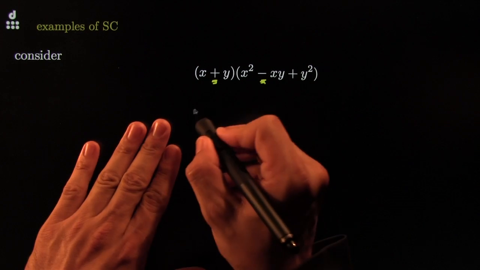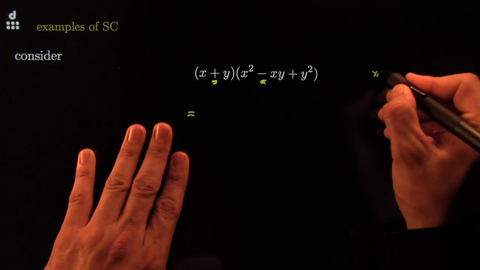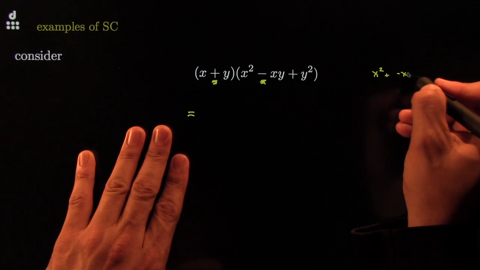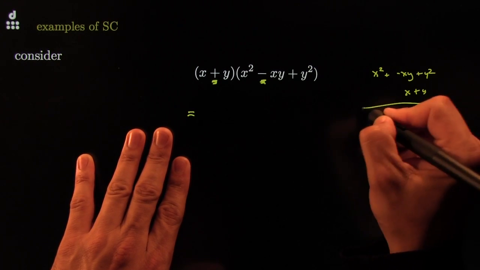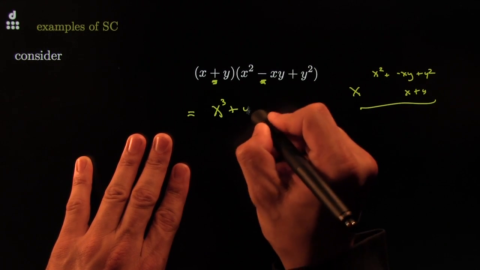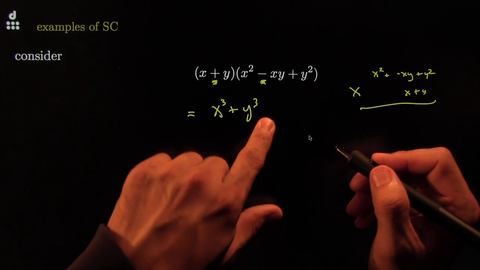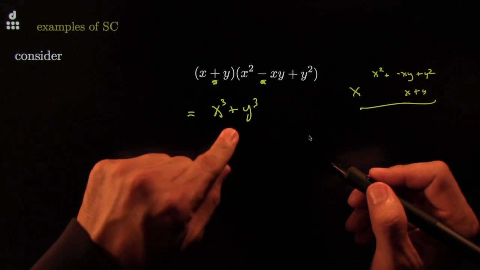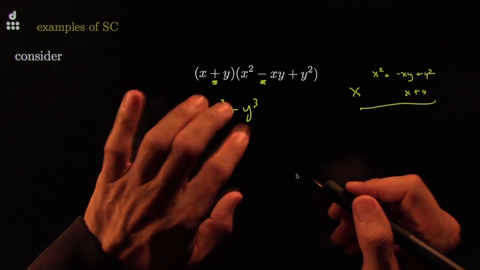And you could do this, I'll let you think about it. You could use the kindergarten method. You would set it up like this: x squared plus negative xy plus y squared, and then you'd have x plus y here, and then you would multiply. And you'd see what you get. You'd get x to the third plus y to the third. So this becomes something famous, something that you should be comfortable recognizing and using at any time. It comes up a lot, so that's why we're spending some time doing it.